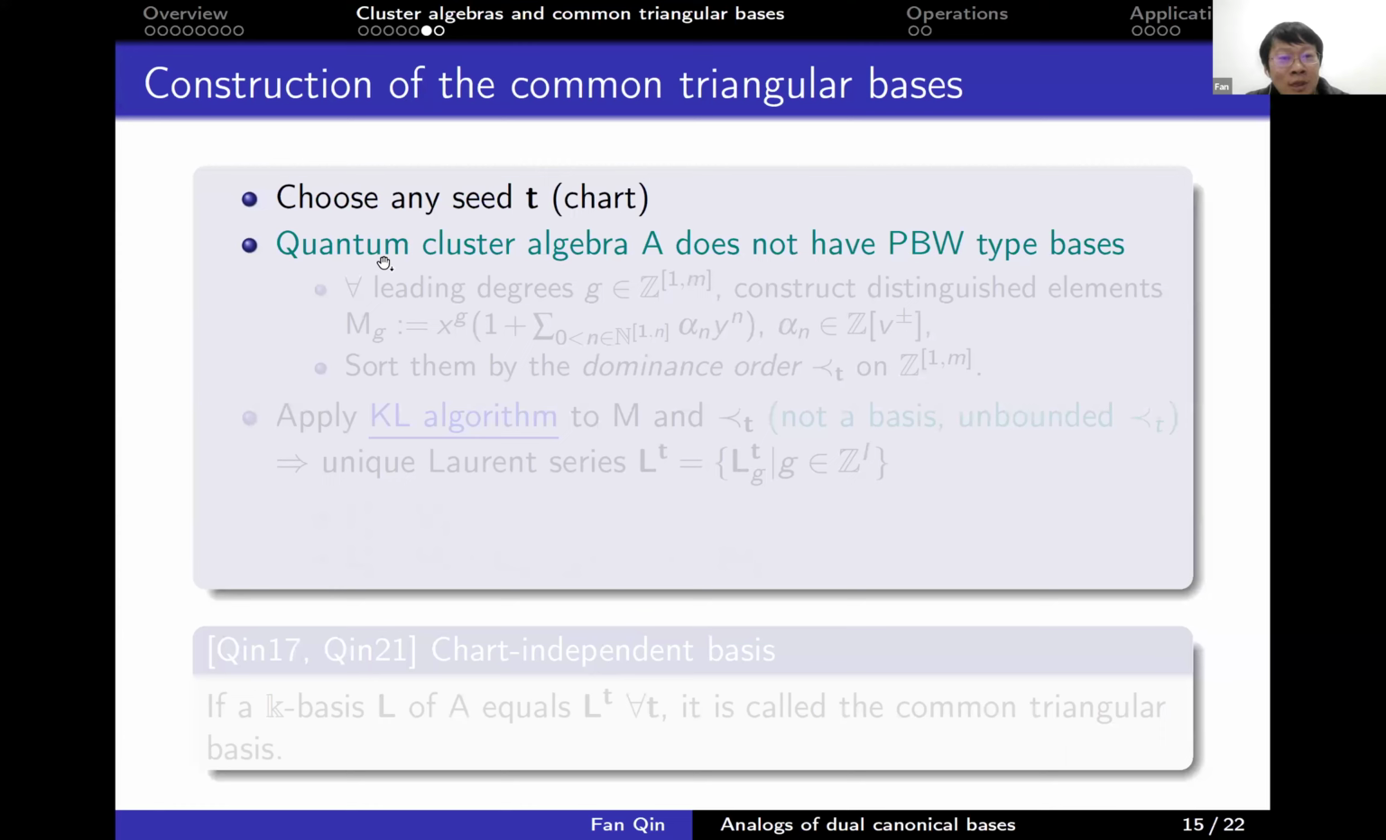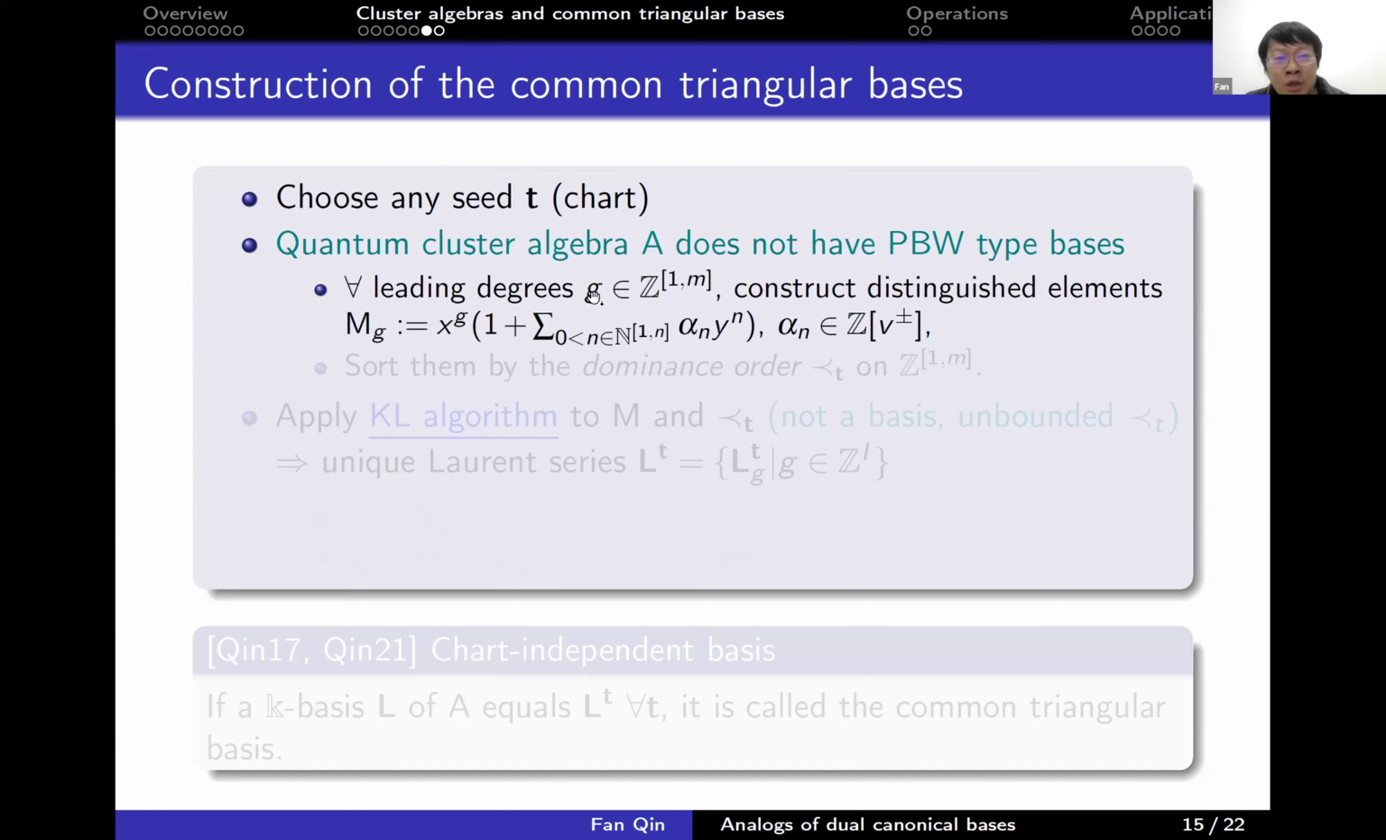But the first difficulty is that cluster algebras usually do not have a PBW type basis or a standard basis, because it's not a polynomial ring in general. But anyway, for any possible leading degree g, one can construct some distinguished element M_g here. So it has a leading term x to the power of g, followed by polynomials in the y's, with the constant term 1. Remember that these y's are monomials in the y_k, which come from the unfrozen, or say red, letters. And the alpha's are just coefficients. And we have to work at the quantum level for this algorithm to work.